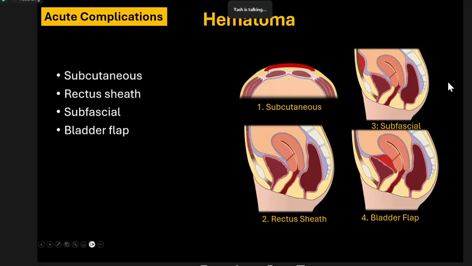So that's what I've been talking about, the subcutaneous hematoma. Hematoma behind the muscle but anterior to the fascia transversalis, like subfascial. Hematoma within the rectus sheath, or the rectus sheath hematoma. And the hematoma which I was talking about is the bladder flap hematoma, which is between the bladder and the uterus.